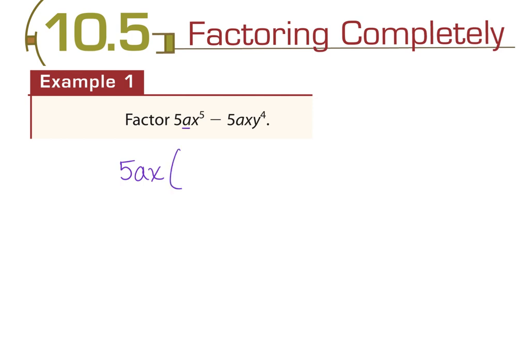I took out the a. I took one of my x's. 5 divided by 5 again is 1. A, I took out x, I took out, and I have the y to the 4th. So at this point, I'm actually not done. I need to see if anything else can factor.